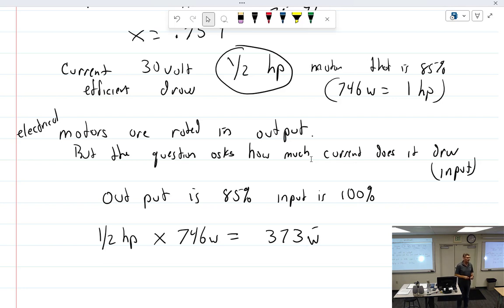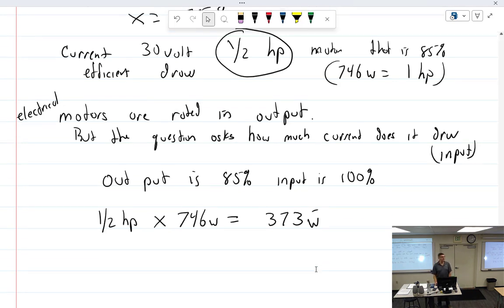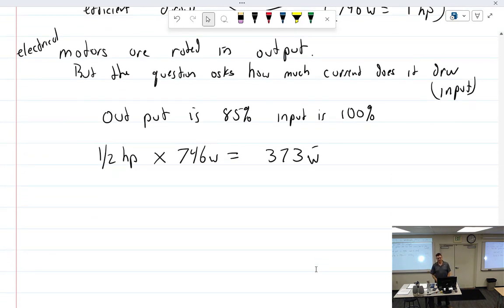So the 85%, we haven't worked it yet. We're still trying to figure out where to start. Where to start is convert everything to watts. Got your watts? How many watts is my motor? 373. I have a 373 watt motor. That's where we wanted to start. Okay, now we can move on.